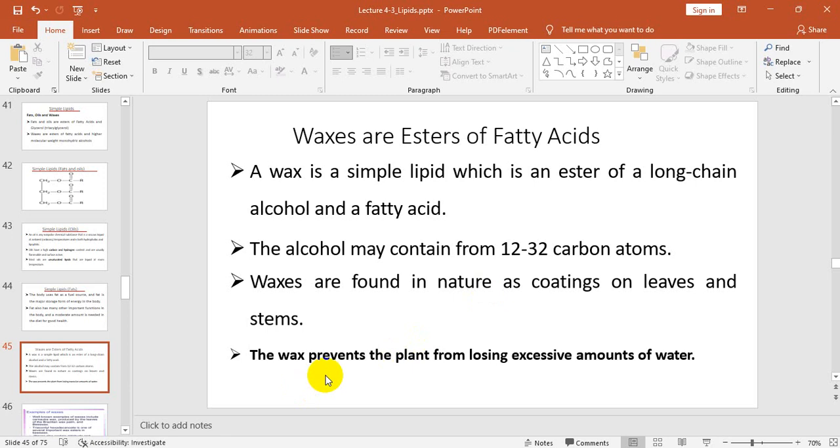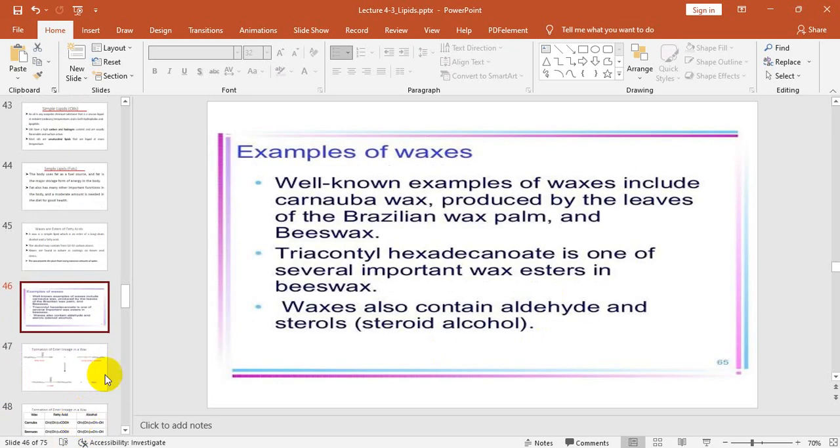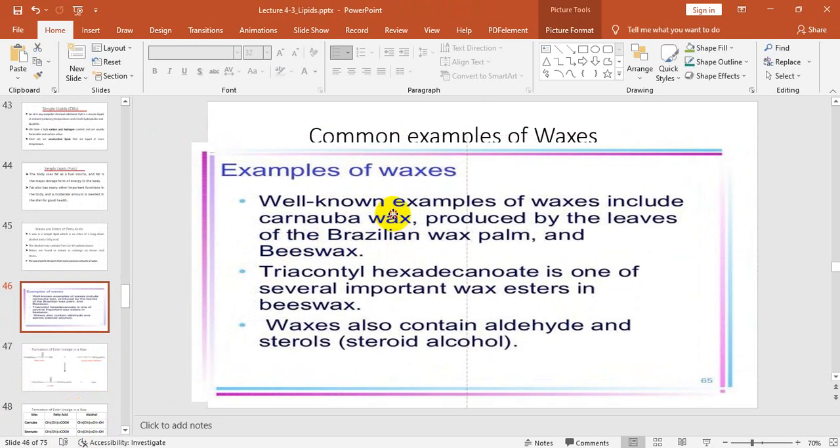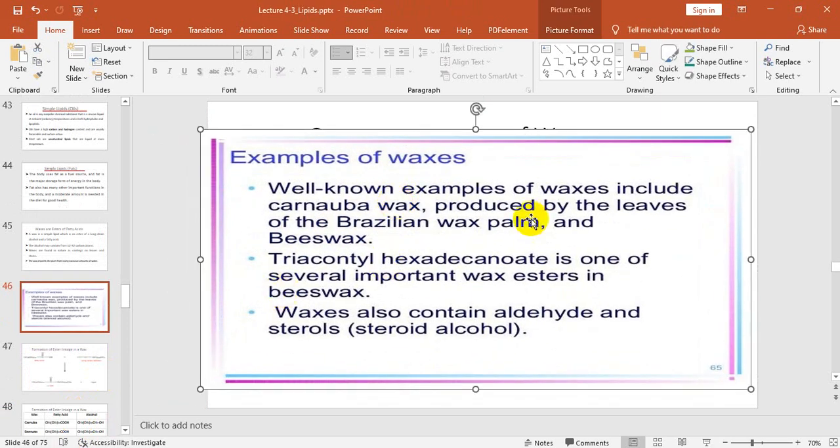If you look at TZ also, TZ looks like a wax because it's thick. So that's how wax is. The wax prevents the plant from losing excessive amounts of water. So wax coats the leaves and stems of plants to prevent them from losing water. So examples of waxes, please go and learn this. Carnauba wax, produced by leaves of the Brazilian wax palm, triacontyl hexadecanoate. Okay, so go and look at beeswax also.